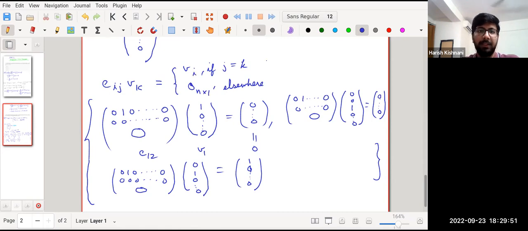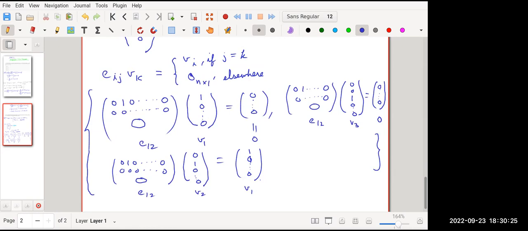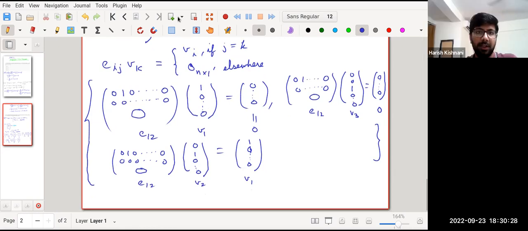Okay, see here it was v2, E12. As your 2 was not same as 1, so you get 0. Here it is E12 and it is v2, so what you got, you get v1. Here it was again E12, you multiplied it with v3 and you get 0. So you get an output when this j is same as k, and that output is just vi. Okay. Yes, sir. Okay, nice.